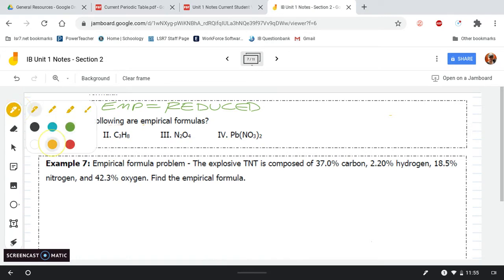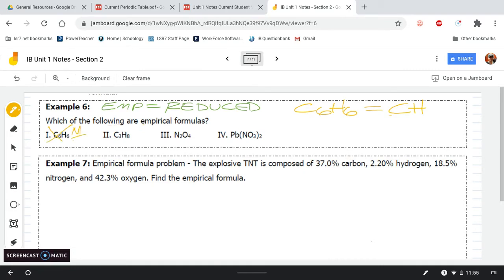So we're just going to start here with this first one. C6H6 can be divided by 6. So C6H6 can actually be reduced to CH. So that is not empirical. It's actually what we would call molecular. Okay, C3H8, I cannot reduce it. It's always going to be in that ratio, because the C3H8 cannot be reduced. I can't divide by 2. I can't divide by 3. So that's as low as it gets.